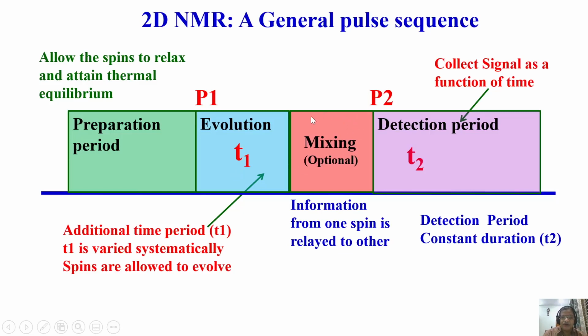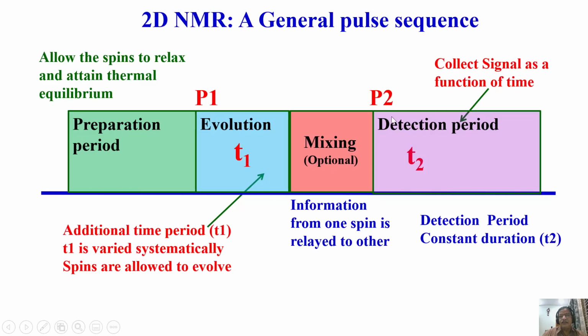The next period is what is called the mixing period. This period is optional. The third period is the mixing period. We can have it or we need not have it. It is our choice depending upon the type of experiment, the type of pulse sequence we are designing. If it is present, the information from one spin is related to the other. That is the role of the mixing period.